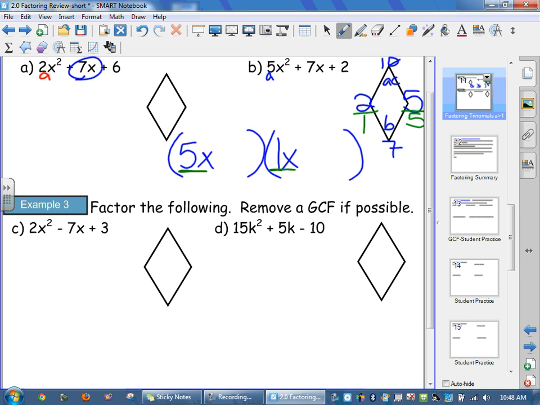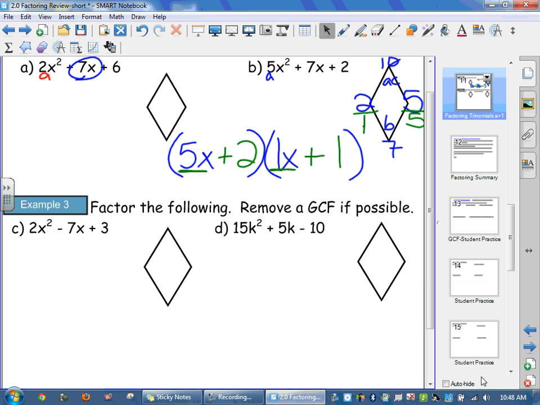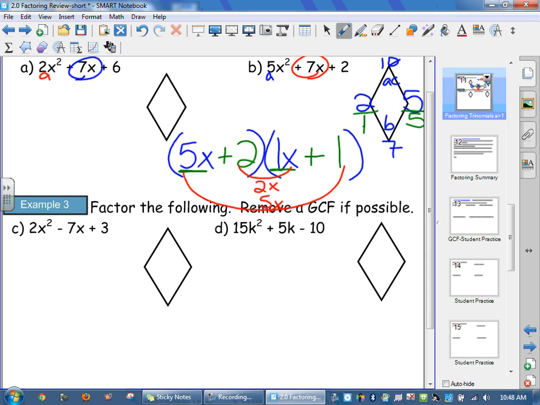Now we check our smiley faces. Let's check and make sure we did it right. Outside, 5 times 1 gives me a 5x. Inside, 2 times 1 gives me 2x. 2x and 5x, do they give me a 7? Yes, they do. So we did it right. Okay? The bottom is done the exact same way, only now we've got some negative numbers. So, again, your first step is always check if there's a GCF. In the first one, there's not, but on letter D, there is. Letter D, there is a GCF of 5 that you can divide out. Okay, so give C and D a shot. Give those a try.